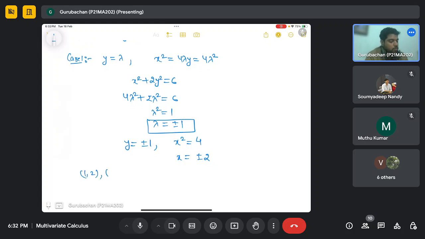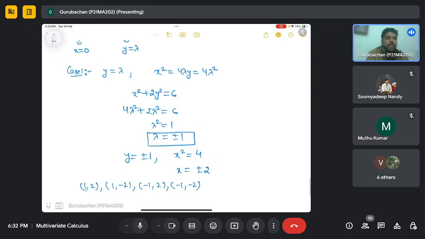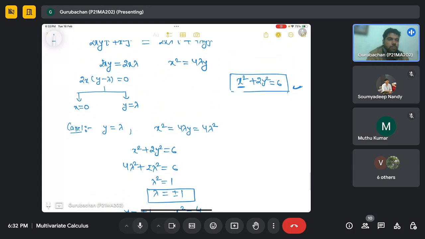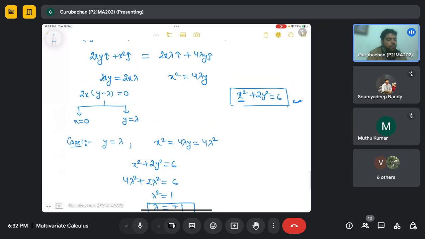1, 2; 1, minus 2; minus 1, 2; and minus 1, minus 2. These pairs of points we can get, where we need to check the value of this f(x,y), whether it is a maximum or it is a minimum. Now what if we follow up the case of x equal to 0?